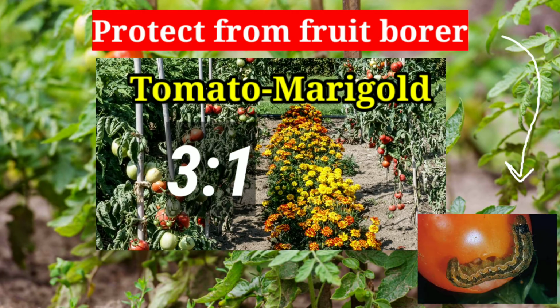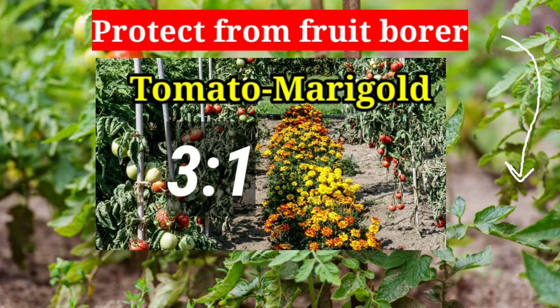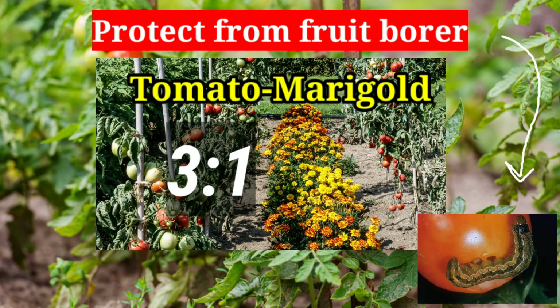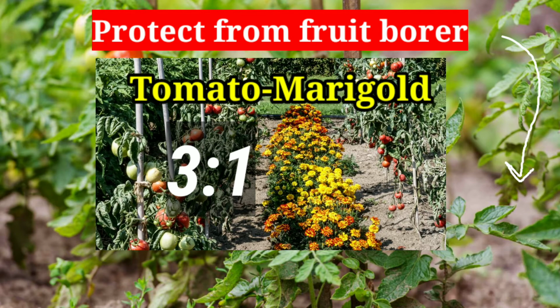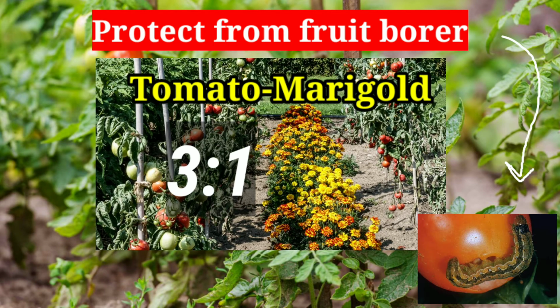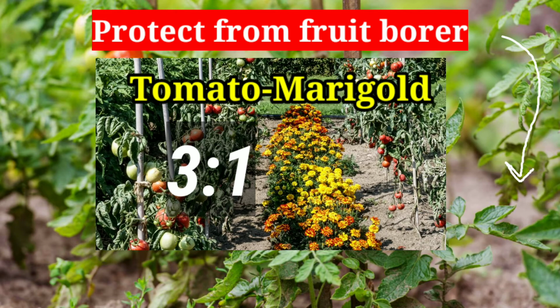The next practice is tomato-marigold intercropping. Here, we can easily control tomato fruit borer. The main crop and trap crop ratio is 3:1. That means 3 rows of tomato and 1 row of marigold.